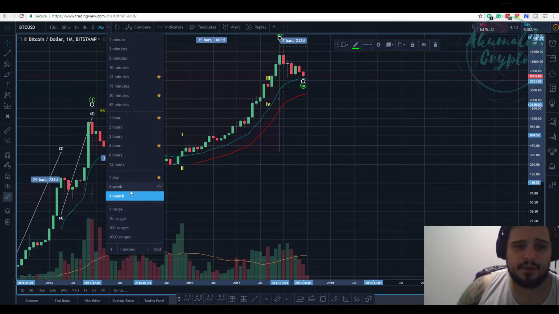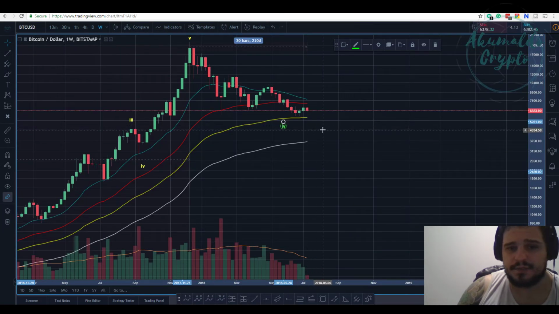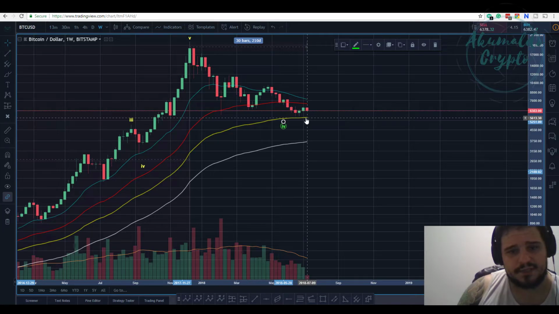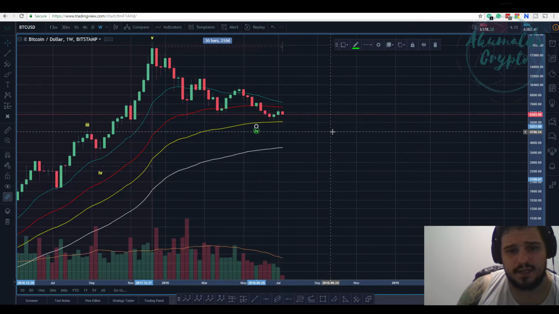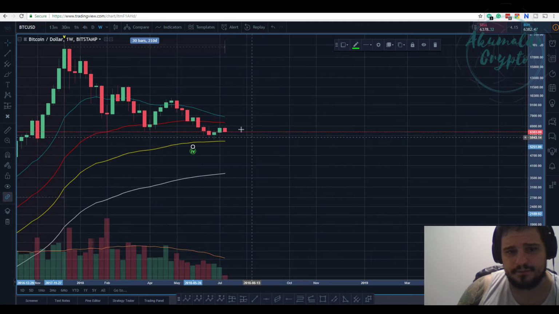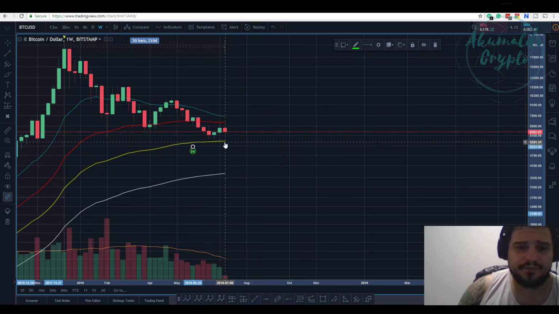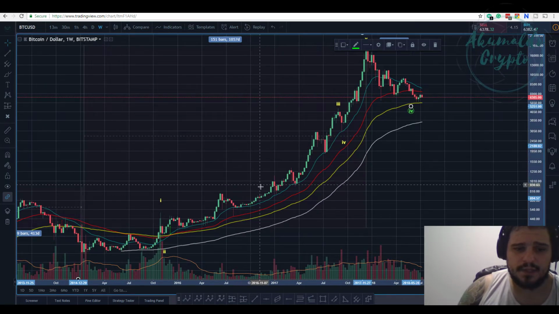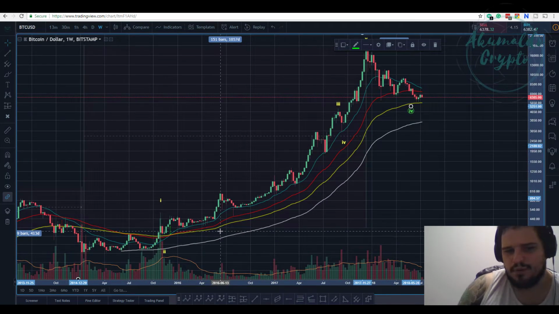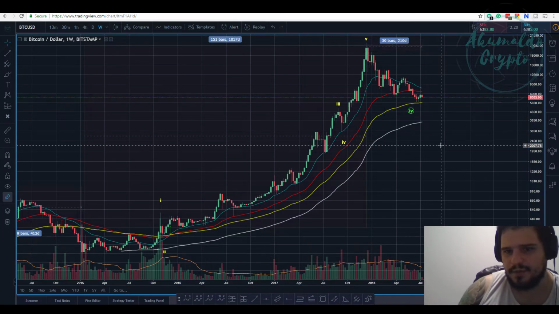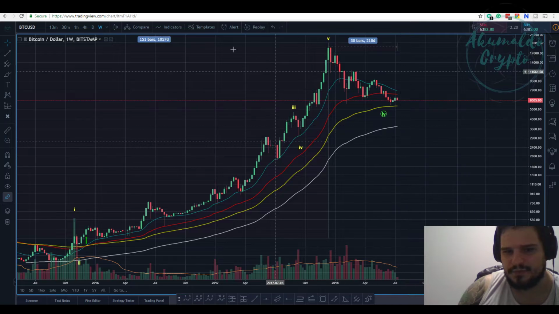What about the weekly chart? Below the 21 EMA, below the 55 EMA, now trying to touch the 100, but not really yet. We haven't touched it yet. This is the 100, so it's acting as support. We are pretty much bullish, if we can say that, but of course this is a weekly chart.